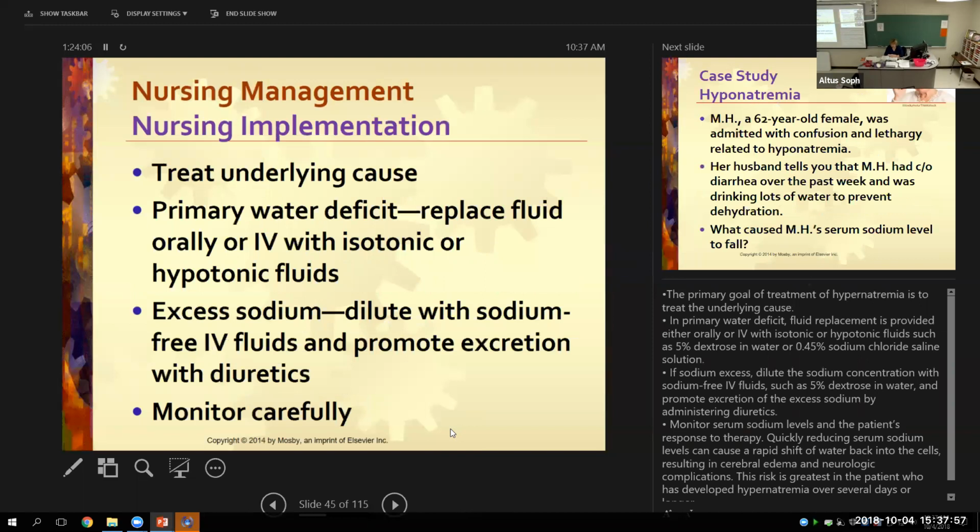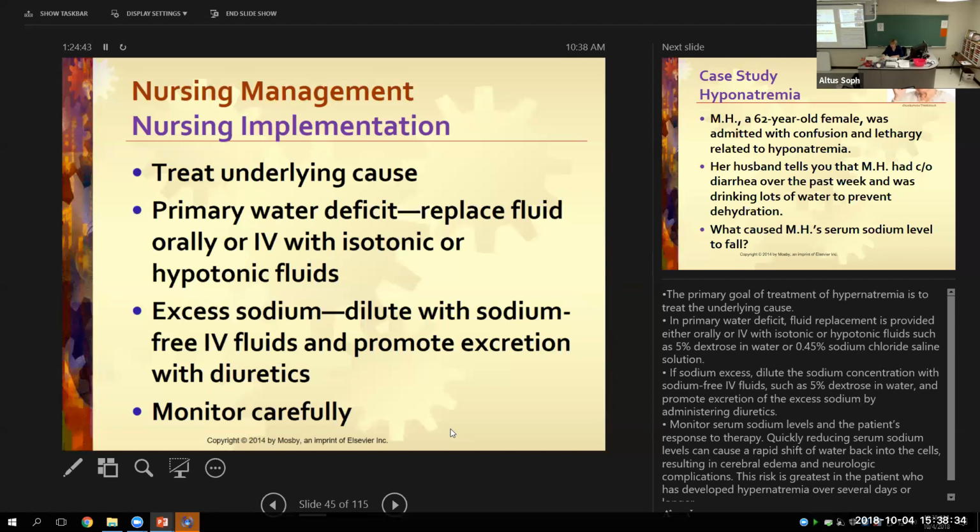The first thing is going to be to try to start an IV and start giving IV solutions of fluid, either isotonic or hypotonic fluids. We need to give them fluids, give them water. If they can drink, we're going to encourage them to drink. And if they have to be NPO for whatever reason, we would definitely want to make sure we're giving IV fluids. So this is the person who has hypernatremia, that high sodium level. We want to dilute that sodium with free IV fluids and promote secretion with diuretics.